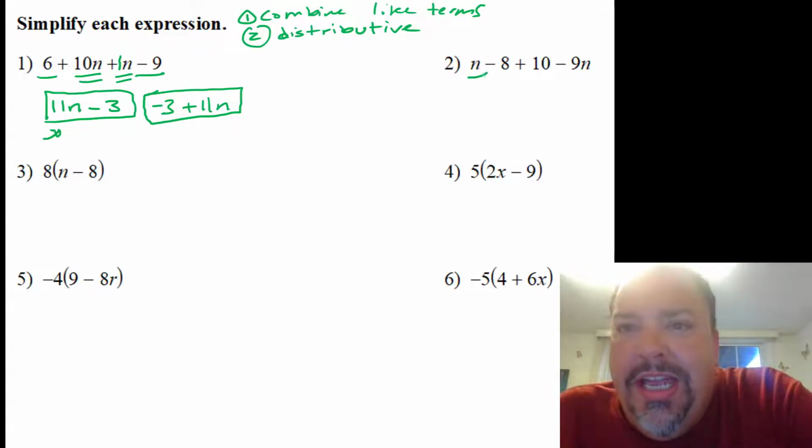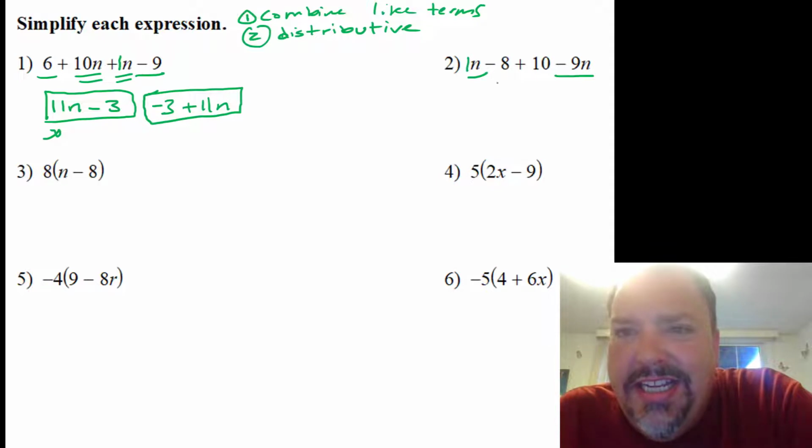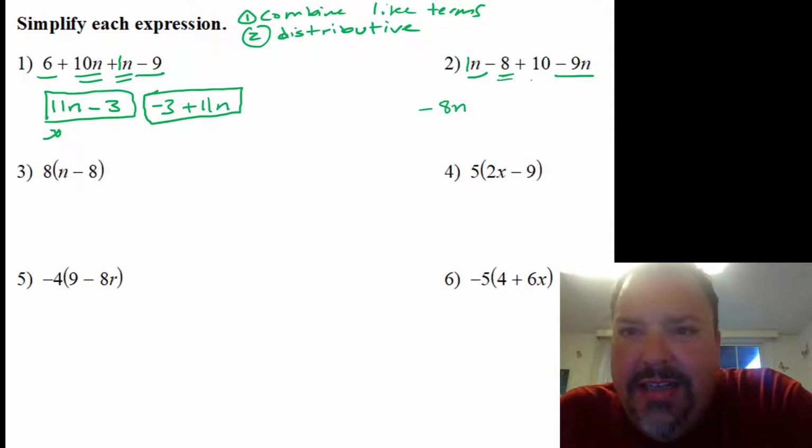Number 2, same thing, underline the like terms. So we've got n, or 1n minus 9n. So we can put those together. That gives us -8n. And then we've got -8 plus 10, and that's going to give us 2. Notice that that's our final thing. We can't combine them any further. So we've got -8n plus 2, or again, we can write that as 2 minus 8n.